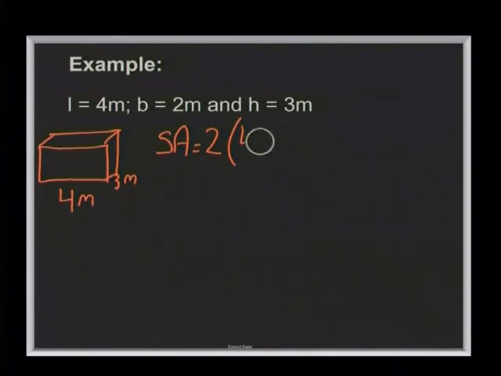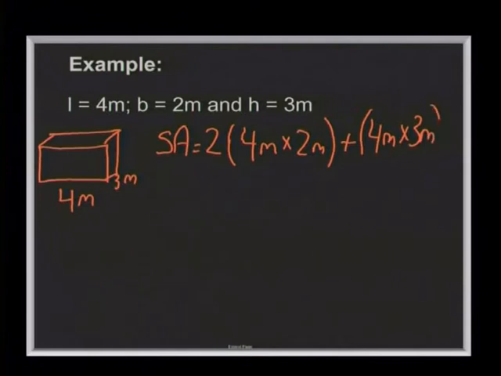Where did that come from? 4 meters times 2 meters, plus the length times the height, and lastly the height times the breadth. And this is all times by 2. So I'm going to use double brackets.